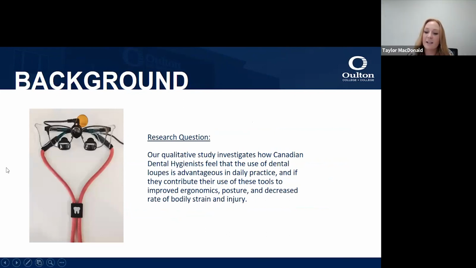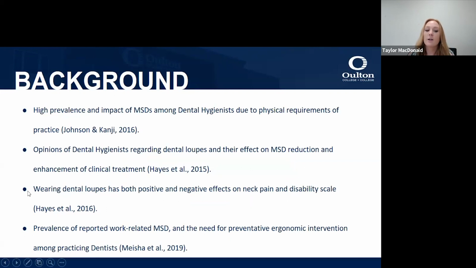Our qualitative study investigates how Canadian dental hygienists feel that the use of dental loops is advantageous to their daily practice, and if they attribute the use of these tools to improved ergonomics, posture, and decreased rate of bodily strain and injury. There are a few prior studies revolving around a similar research question, mainly focusing on the highly prevalent musculoskeletal disorder experienced amongst dental hygienists, as well as the experiences and opinions of dental hygienists revolving around dental loops and if they're advantageous towards their ergonomics and overall clinical care.